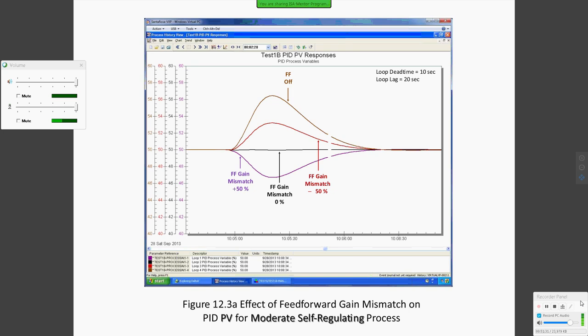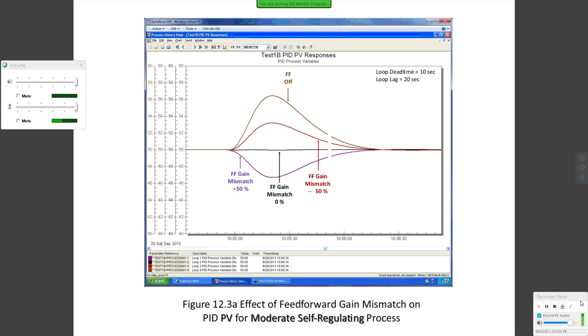And this is why I want you to be very careful about not overestimating the gain. We can see here that for the purple plot, if we have the gain mismatch of plus 50%, we've really created a bad situation, with a disturbance in the opposite direction of what we would have had. If we underestimate the gain, it's not so bad. In fact, it's not even oscillating.